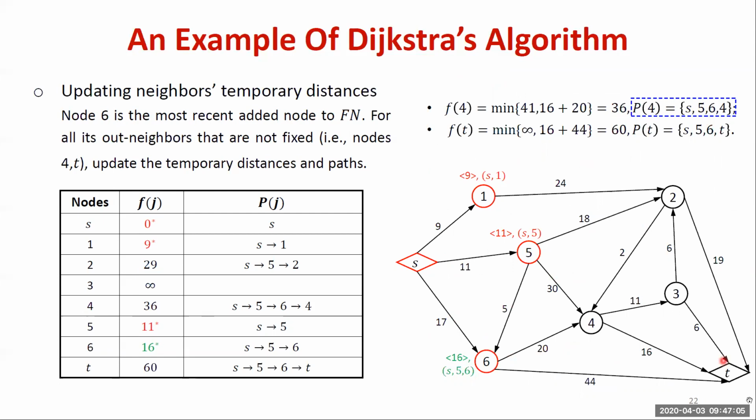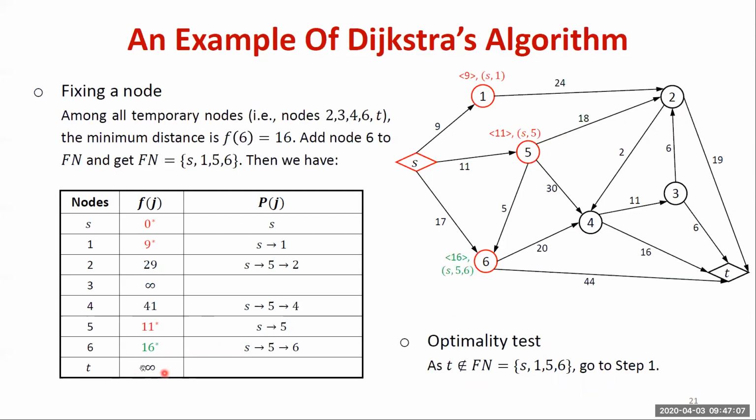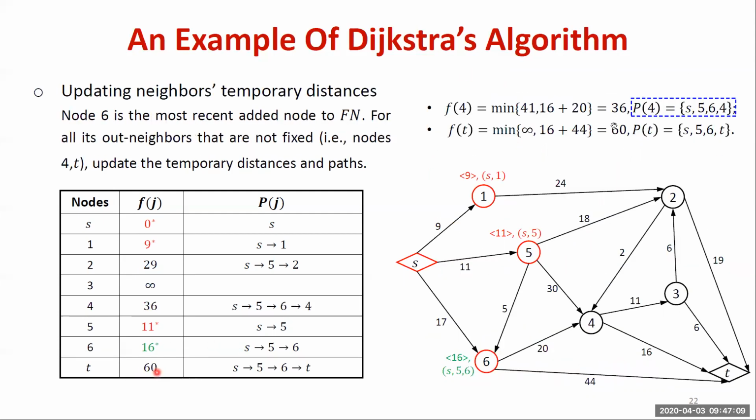And similarly, how about t? In the previous iteration, t's shortest distance is infinity. The new one is 60. So of course, you're going to make it 60. And again, you go from S to 5 to 6, then to t. Then what are you going to do?